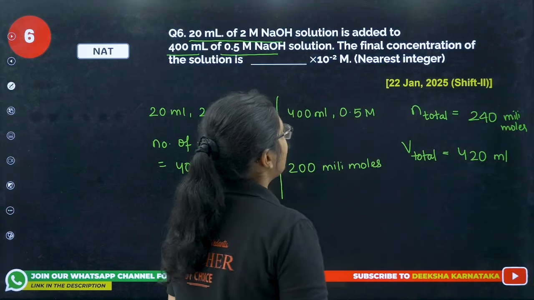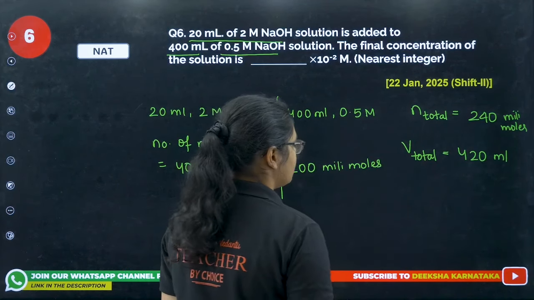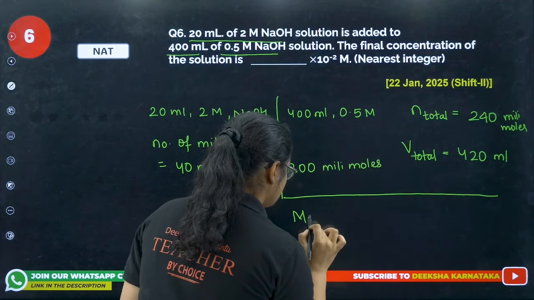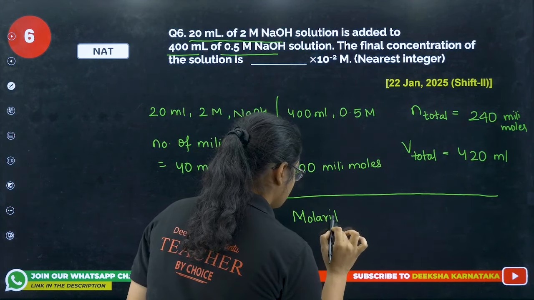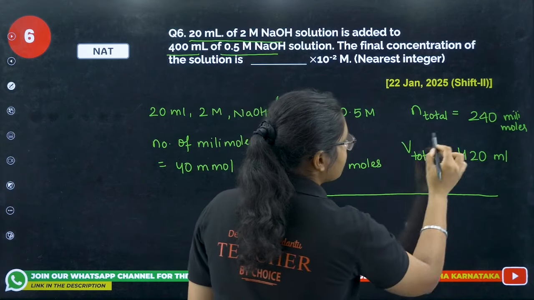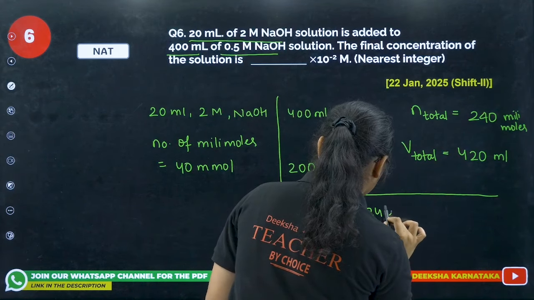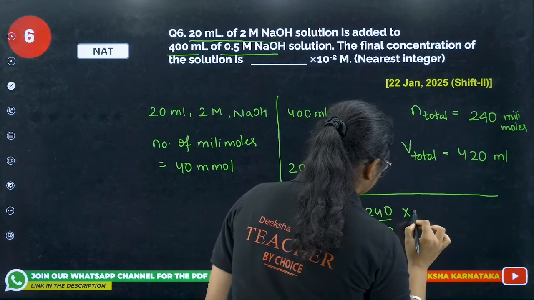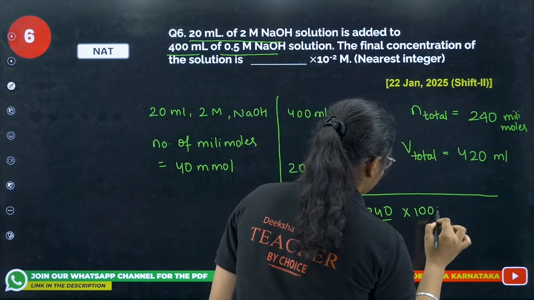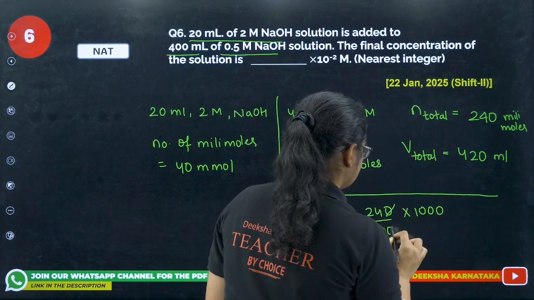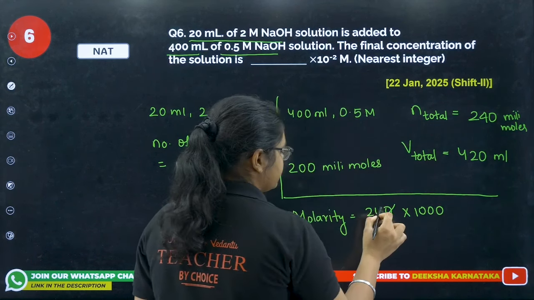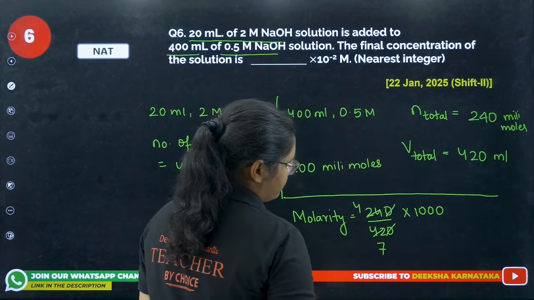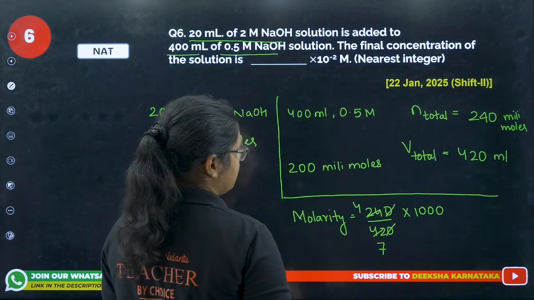Okay. Now what do I have to calculate? Final concentration or molarity. So molarity is equal to number of moles, that is 240, volume, that is 420, into 1000. Okay. So now we can solve this one. 6 4s are 24, 6 7s are 42. So I have 4000 by 7.